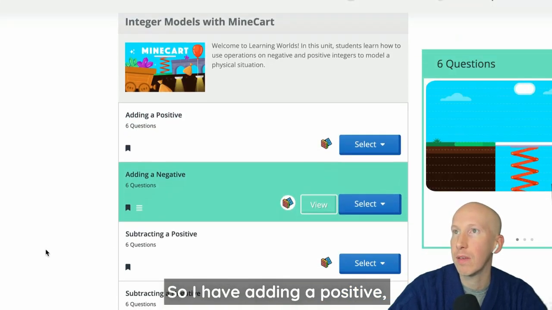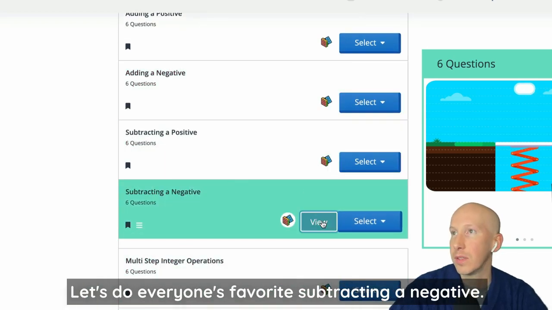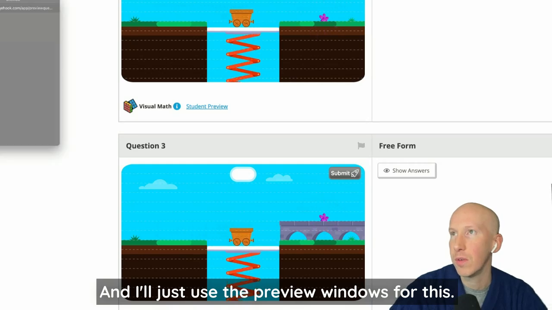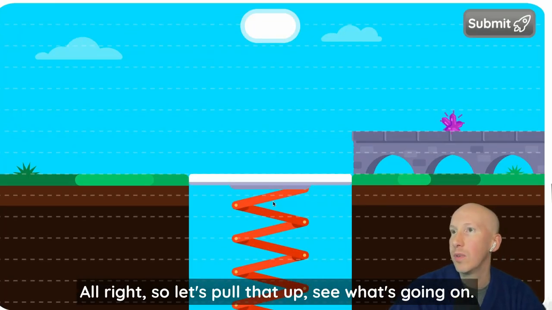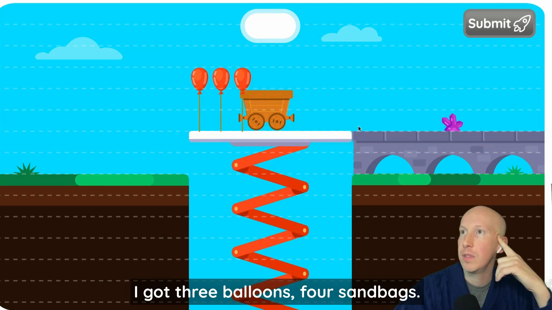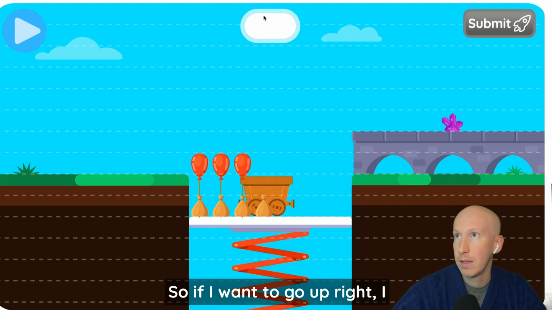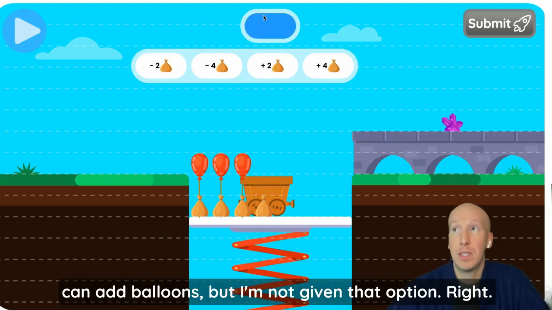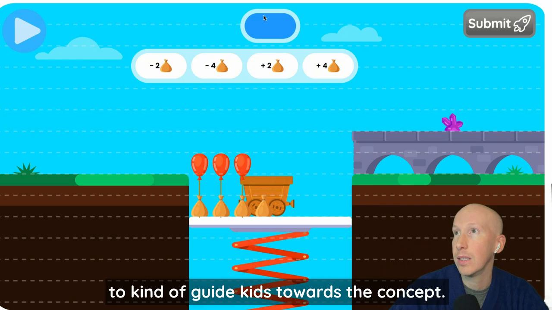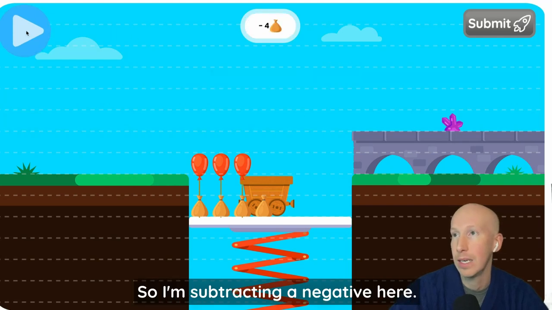But here's your MineCart. So I have adding a positive, adding a negative, subtracting a positive. Let's do everyone's favorite, subtracting a negative, right? I'll just use the preview windows for this. Here's my MineCart. I got 3 balloons, 4 sandbags. So if I want to go up, I can add balloons, but I'm not given that option. So the multiple choice you can use to guide kids towards the concept. I'm not going to add 4 sandbags. I got to take away 4. So I'm subtracting a negative here.